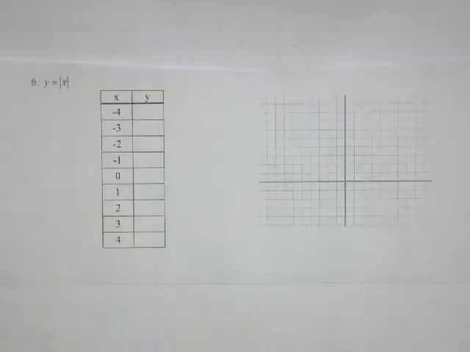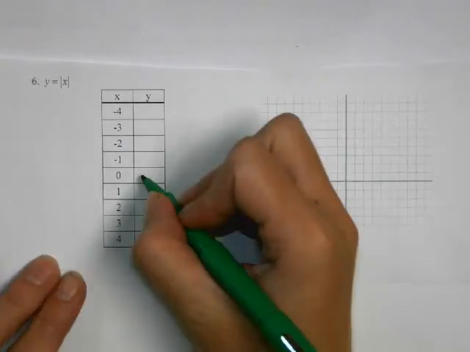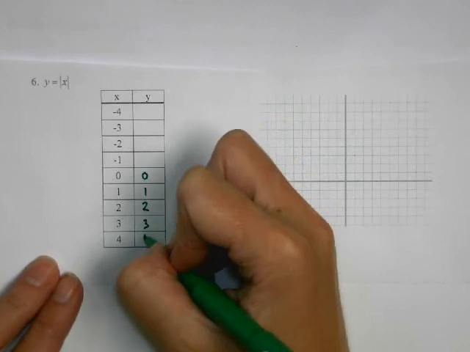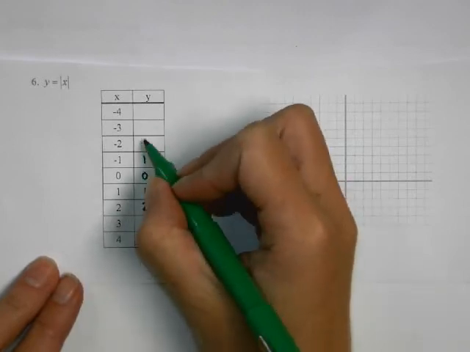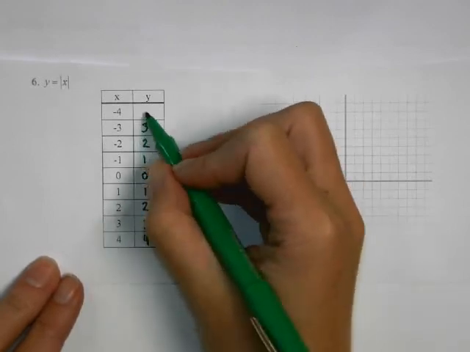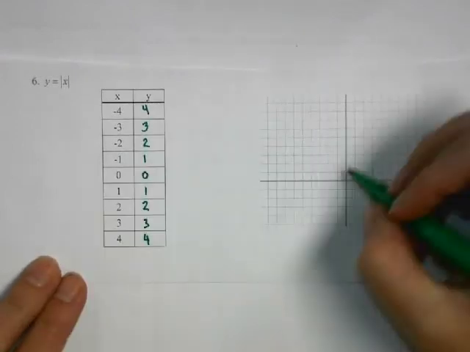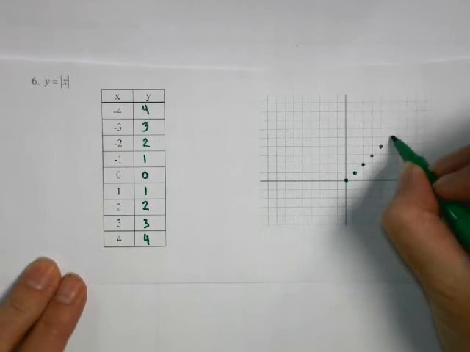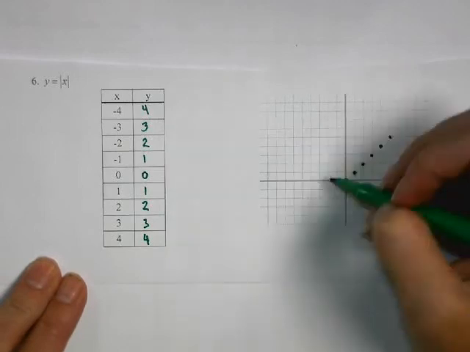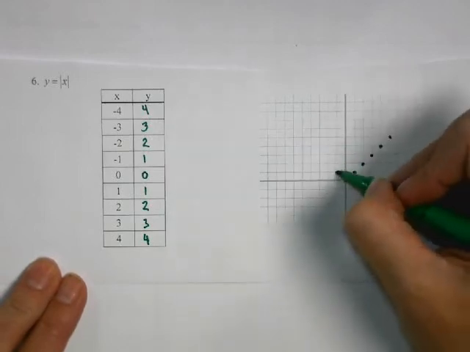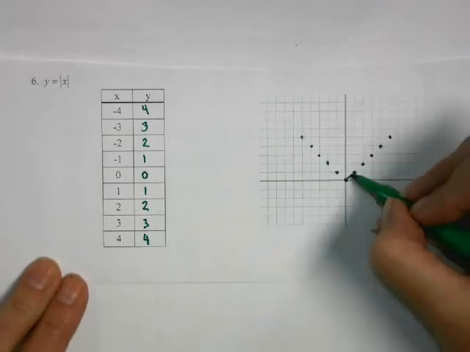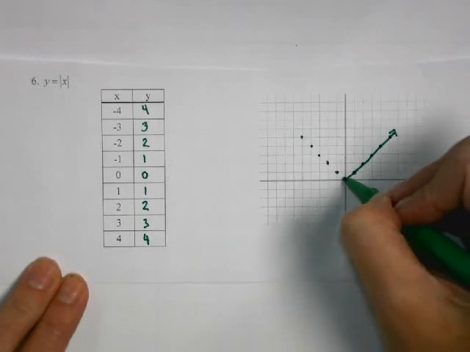The absolute value of x. So absolute value of 0 is 0. Positive values are themselves, and negative values are their positive counterpart. So when we graph this, we've got 0, 0, 1, 1, 2, 2, and so on. But on the negative side, -1 is 1, -2 is 2, and so on. So this graph actually looks like a V.